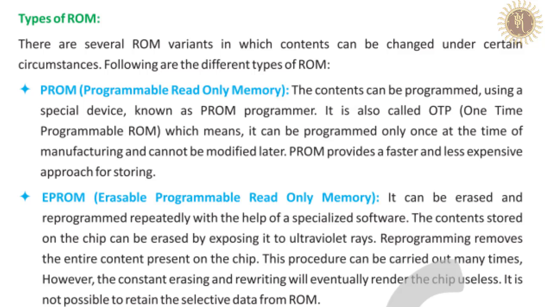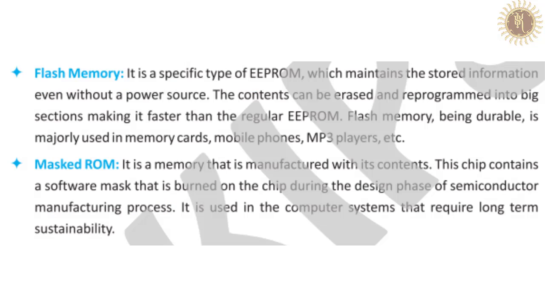EEPROM. Electrically erasable programmable read-only memory. The contents on the chip can be erased and reprogrammed in blocks as opposed to one byte at a time. It has the provision of selective removal. This means that we can erase the specific data byte by byte rather than erasing it completely. Flash memory. It is a specific type of EEPROM, which maintains the stored data even without a power supply.